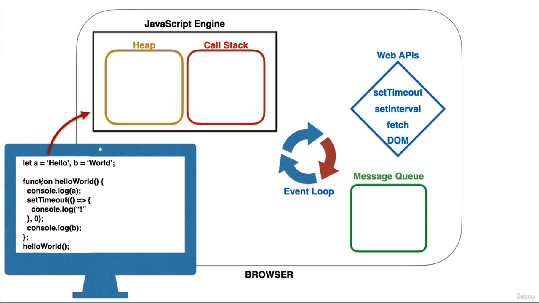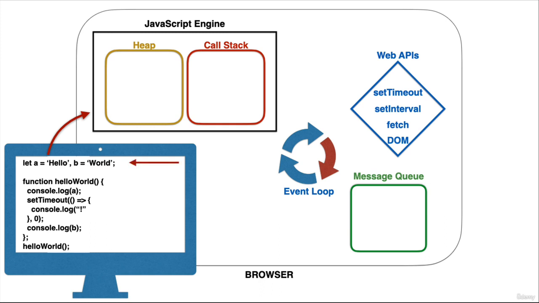Now, in our diagram, as you can see, we have some very simple code. Let's walk through it with the memory heap and the call stack illustrate how those are used in moving through the code. Basically, what we're doing is we're declaring two variables, A and B. Then we have a function declared, and then we invoke that function here. Inside of the function, we call console log. We call set timeout and pass in a function to set timeout. The time for that is 0 milliseconds. And then we call console log again. So let's move through this.